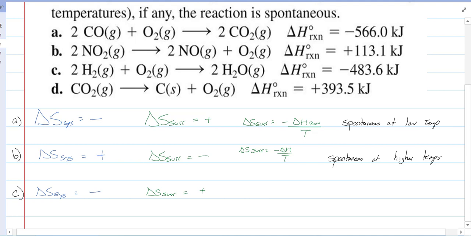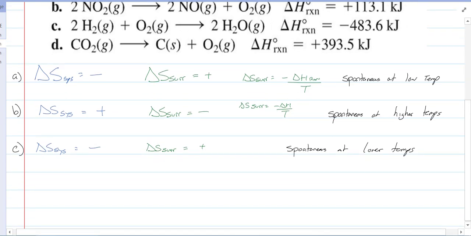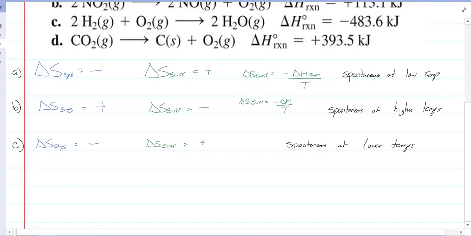And just like the first one, it's going to be spontaneous at lower temps. And we don't know exactly what lower, it doesn't have to be below freezing or anything like that. It's just a lower temperature. There's a certain temperature below which we're spontaneous, and then it hits a certain temperature and it becomes no longer spontaneous. That could be a very high temperature in general. We don't know. We just know that these are the principles.